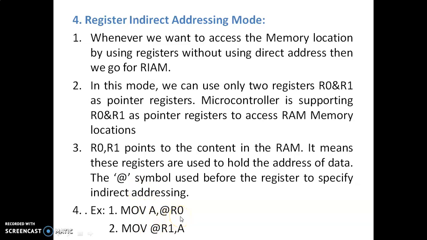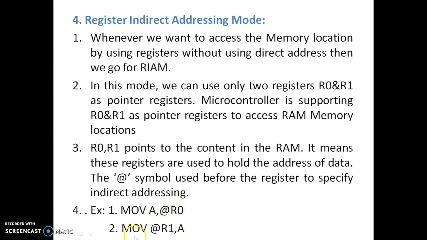R0 is going to have some content, right? For example, let us take it as 60. It means that for the address location 60, whatever data you have in that particular address location will be transferred to A. So whenever you place the @ symbol before the registers, it becomes the address. Whatever content you have in that particular address location will be transferred to A.